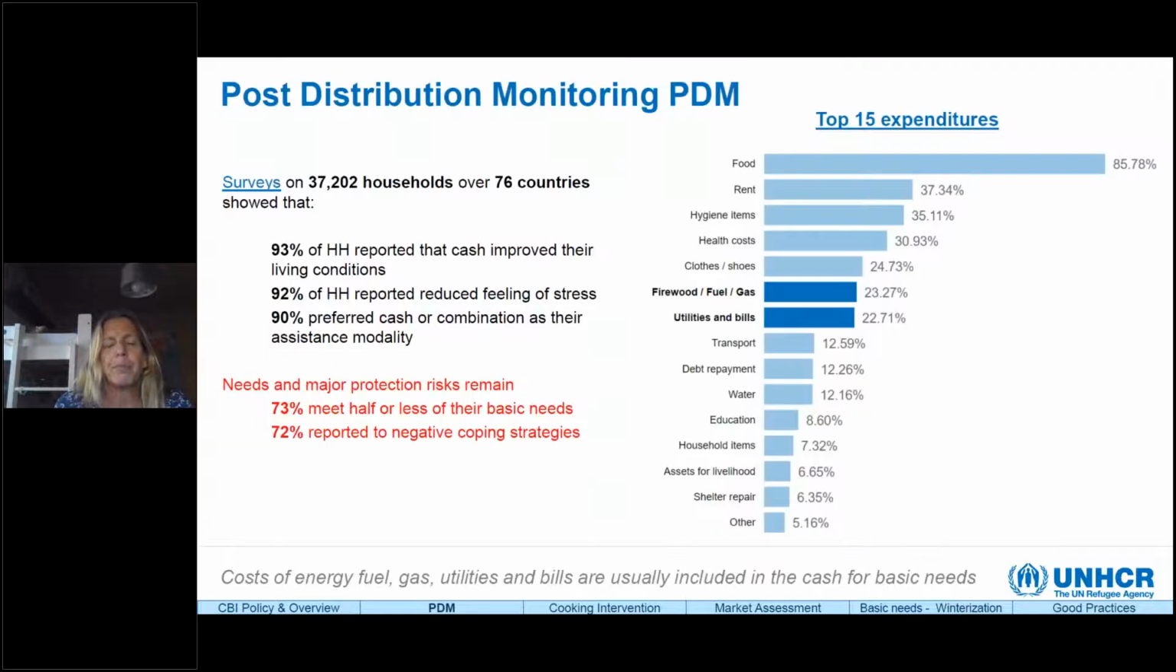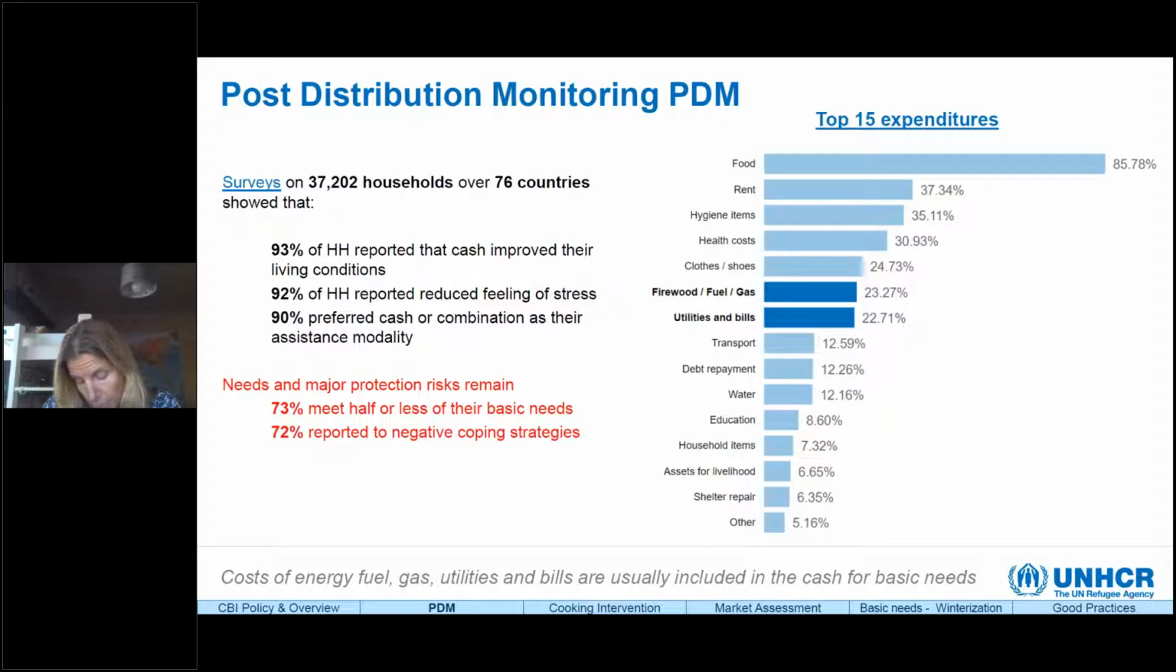Next slide, please. So we have a corporate tool, our post-distribution monitoring tool, and we have data from 76 countries now. And overall, 93%, on a sample basis, 93% of the interviewed households said that cash improved their living conditions. 92% reported a reduced feeling of stress, and 90% preferred cash or a combination as their assistance modality.